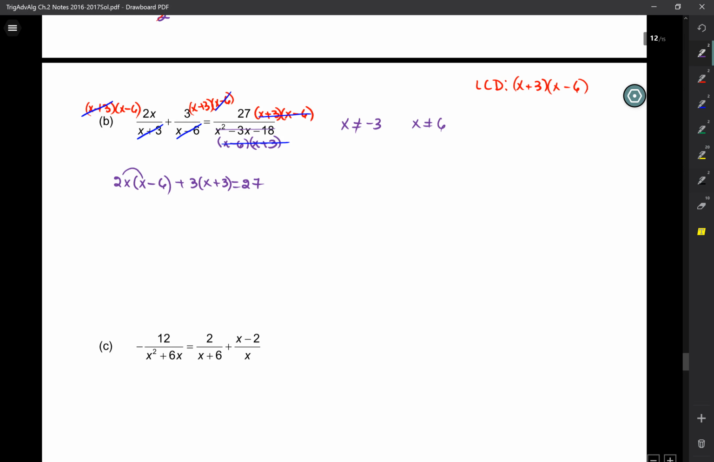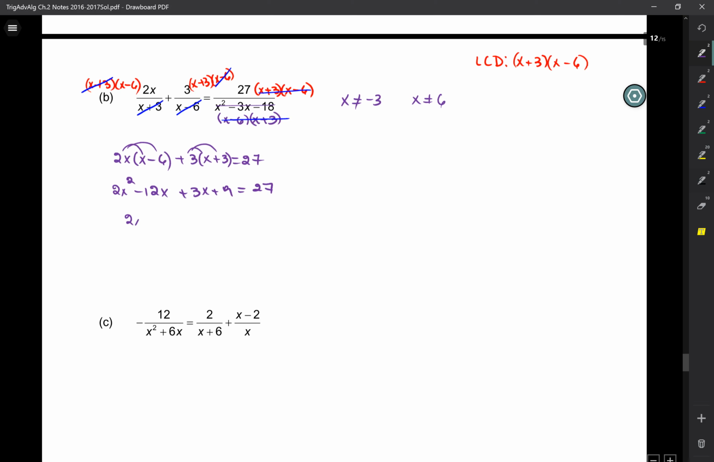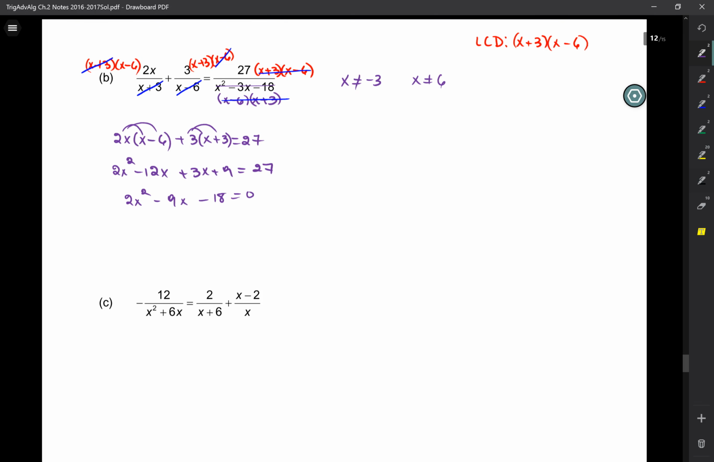Okay, let's distribute. 2x squared minus 12x plus 3x plus 9 equals 27. So we get 2x squared minus 9x, and then you bring this over and it's minus 18 equal to 0. Why minus 18? I need to subtract 27.